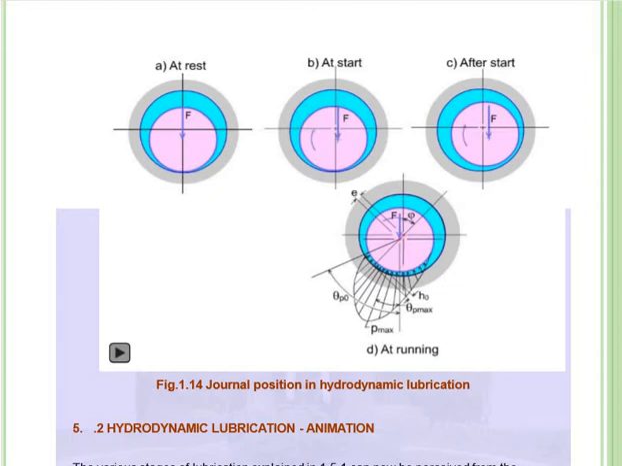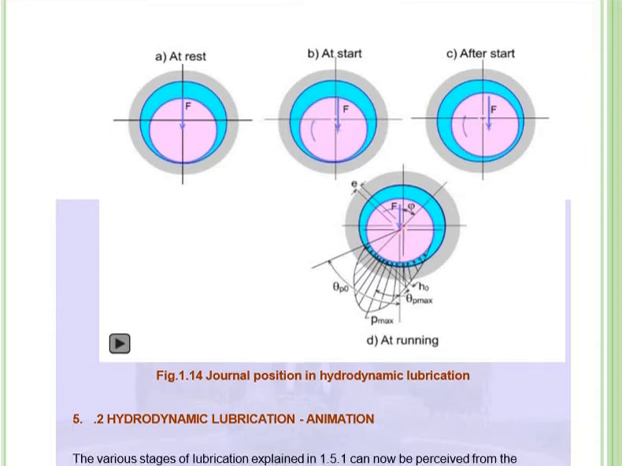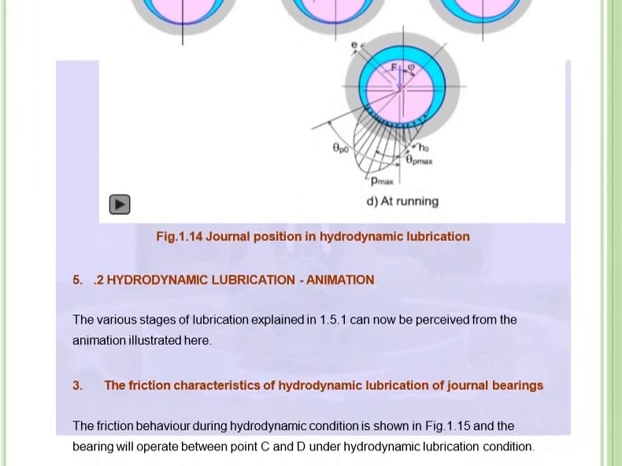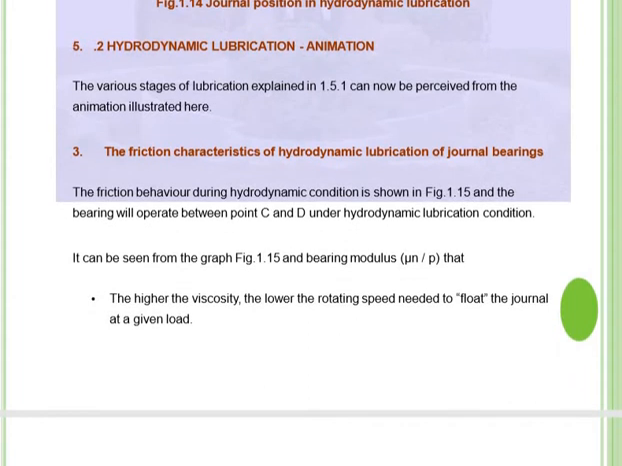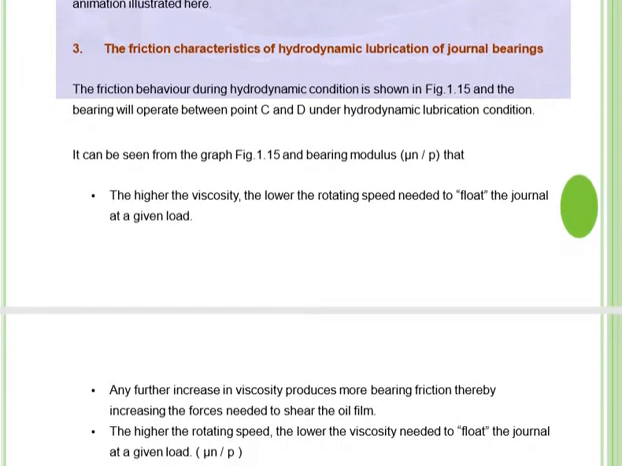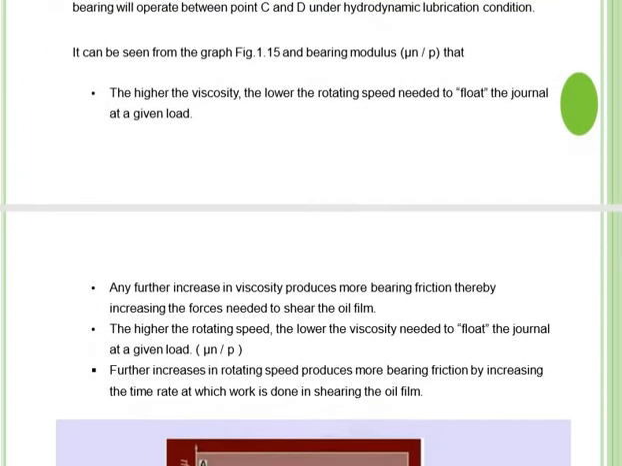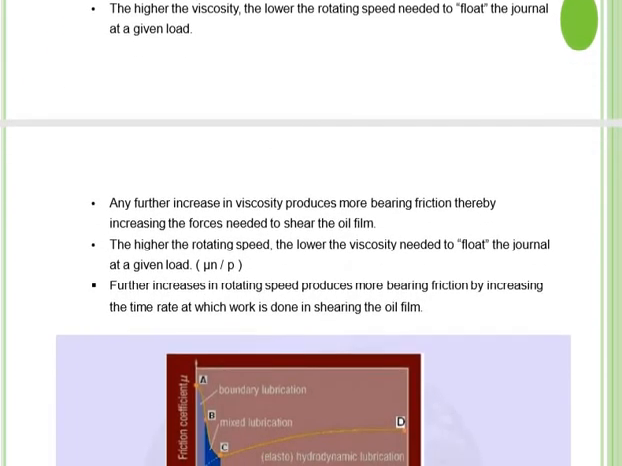I showed in figure A at rest, yet to start, after start, and running. Four conditions I showed over there. Very clearly we can understand all the things. Hydrodynamic lubrication will be there. The main friction characteristics of hydrodynamic lubrication of journal bearings: the higher the viscosity, the lower the rotating speed needed to float the journal at a given load. Another one is mu Zn by P, that is the friction factor. Any further increase in viscosity produces more friction.